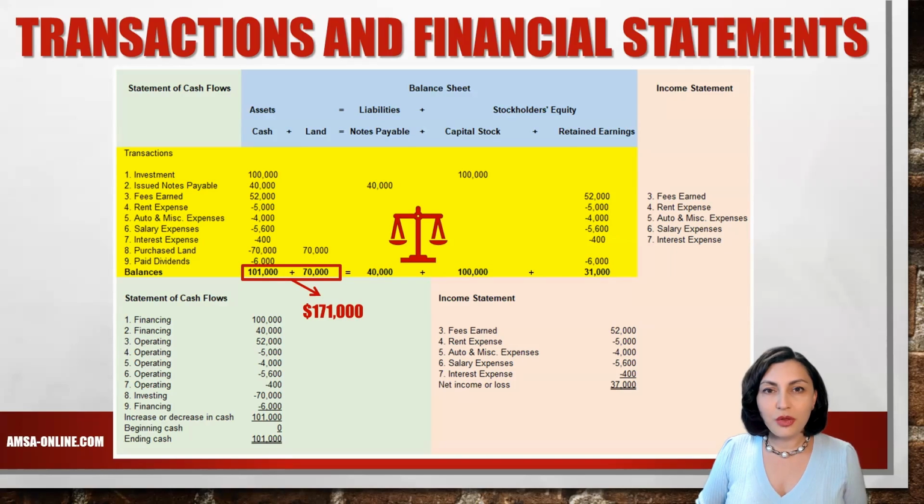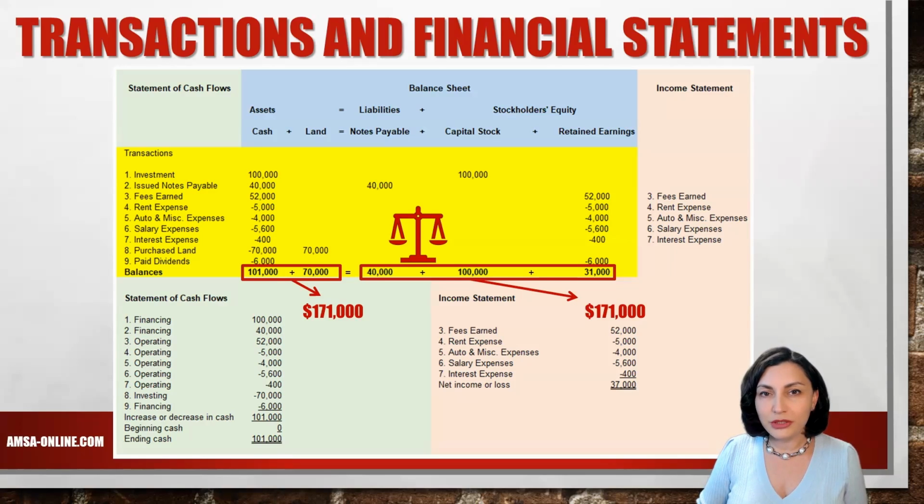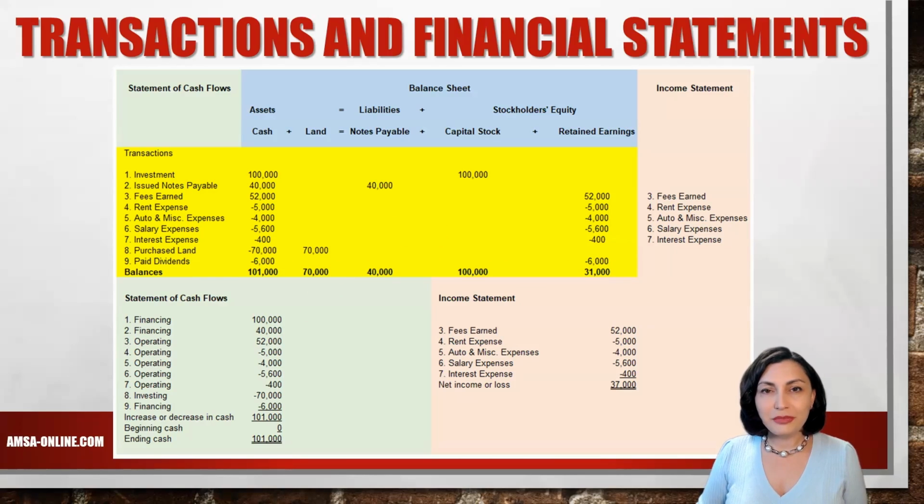Total assets equal $171,000, $101,000 cash plus $70,000 land. Total liabilities equal $40,000, and total stockholders' equity equals $131,000. Total liabilities plus stockholders' equity equals $171,000. The accounting equation balances. Note that the balance in cash on the balance sheet is the same as the ending balance in cash on the statement of cash flows.